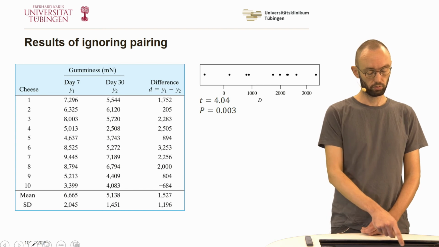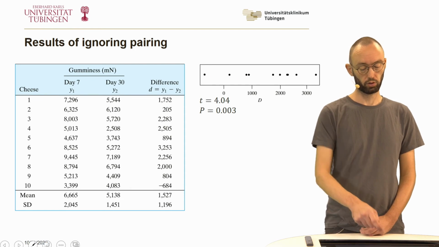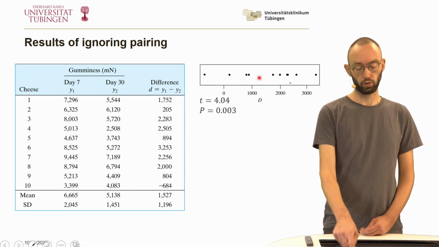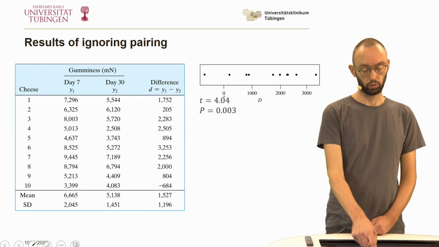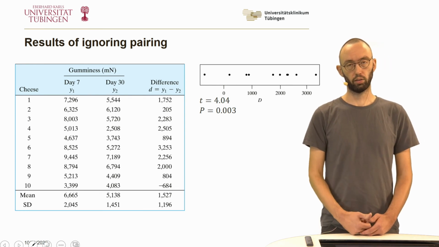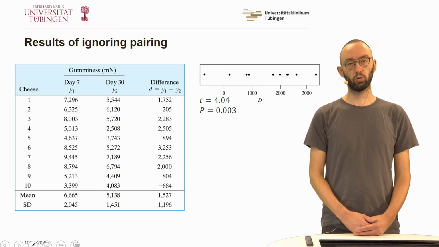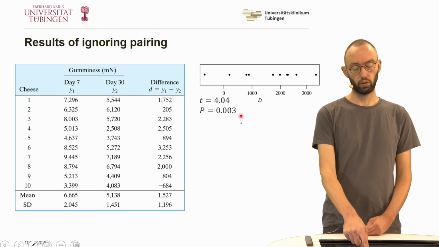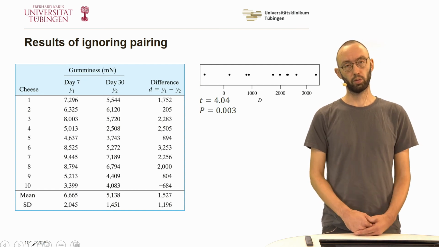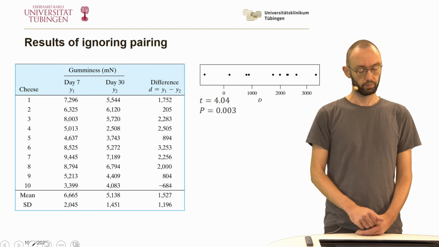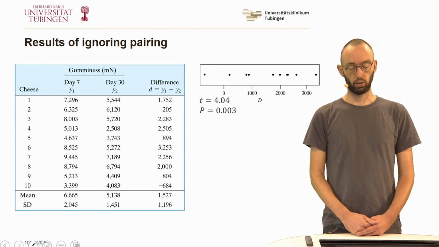When we compute the differences between the 2 days, we can see that almost all of them are positive. And then we compute the t-statistic, assuming a paired design, so for the paired t-test, which is equal to 4.04. This results in a p-value of 0.003, which is fairly small, so we reject the null hypothesis that the time, so the day on which the gumminess was measured, does not matter for the mean gumminess.